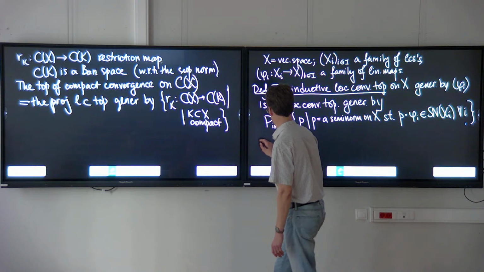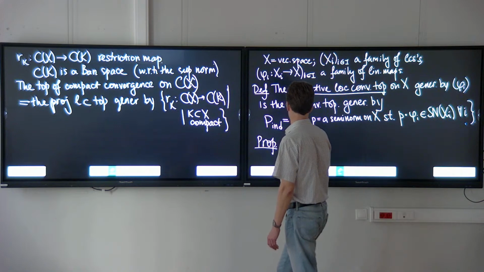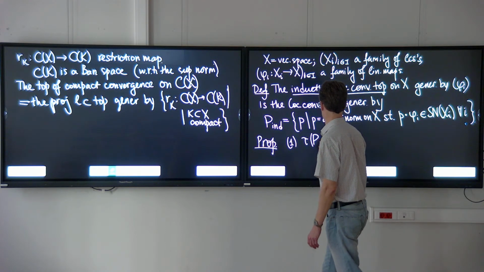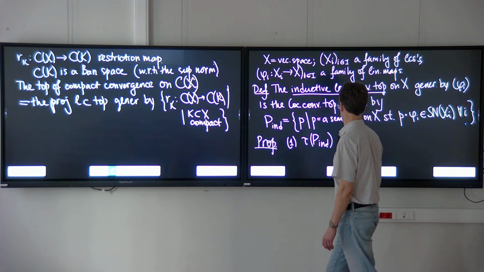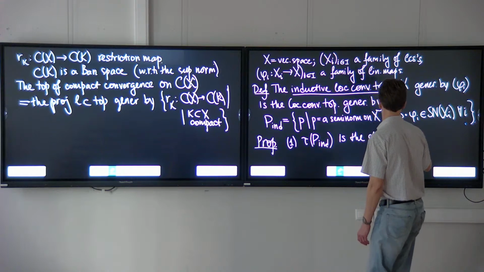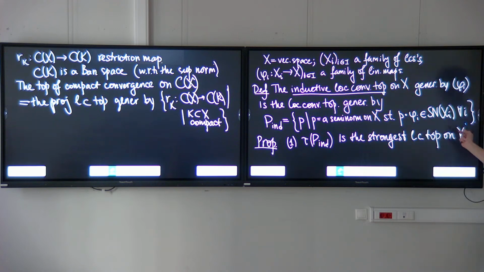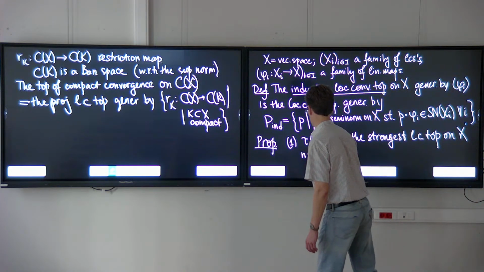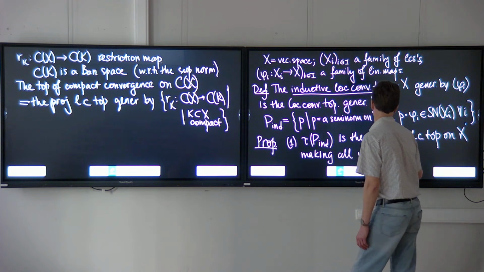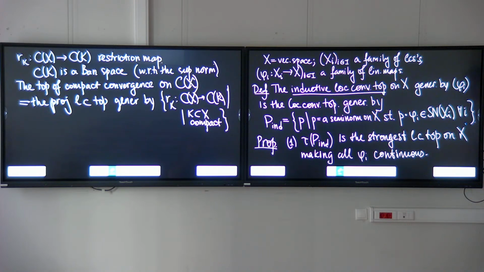Okay, let's now look at some general properties of the inductive locally convex topology. A proposition. First of all, this topology is the strongest locally convex topology on X making all the maps phi_i continuous. This is more or less immediate from the definition.